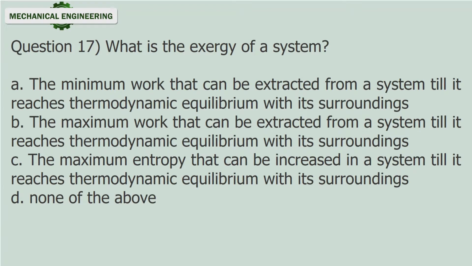Question 17. What is the exergy of a system? A. The minimum work that can be extracted from a system till it reaches thermodynamic equilibrium with its surroundings. B. The maximum work that can be extracted from a system till it reaches thermodynamic equilibrium with its surroundings. C. The maximum entropy that can be increased in a system till it reaches thermodynamic equilibrium with its surroundings. D. None of the above.